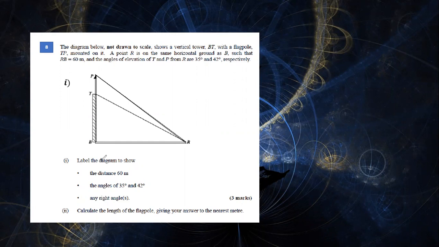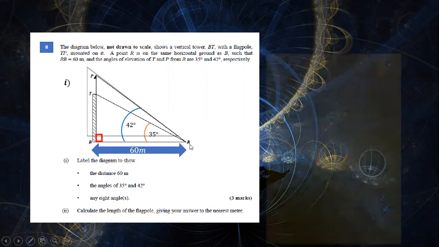So we're going to label the diagram to show the distance 60 meters, the angles of elevation 35 and 42, and the right angles, sorry. So there's going to be 60 meters, that's going to be 35, that's going to be 42. That's a right angle, okay? Once they are vertical and horizontal meeting, it's always at right angles. The question then says, calculate the length of the flagpole, giving your answer to the nearest meter.